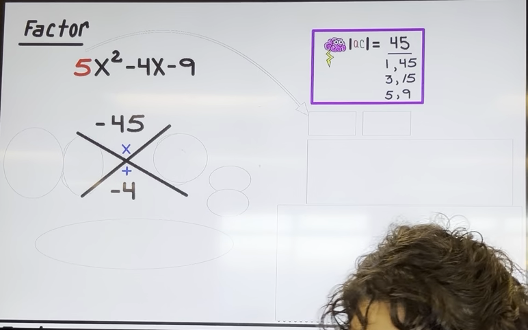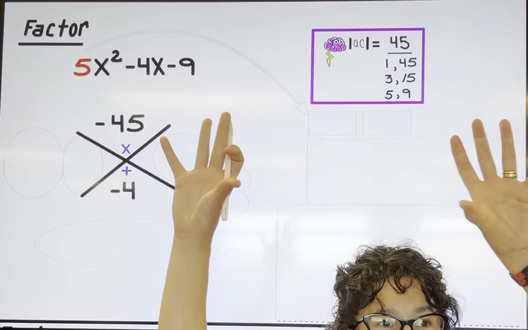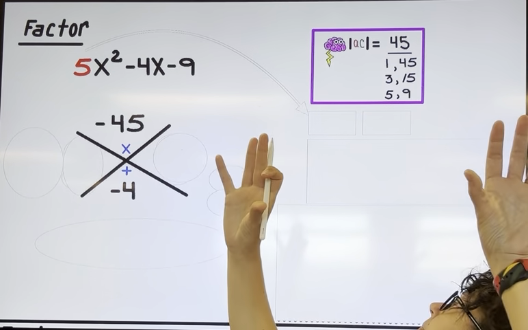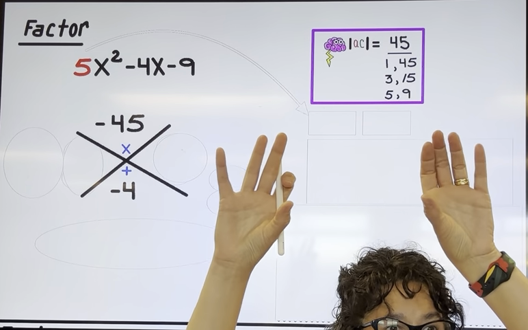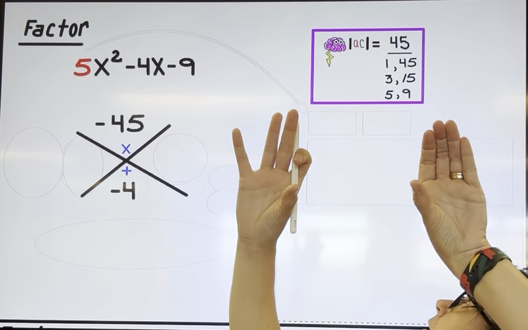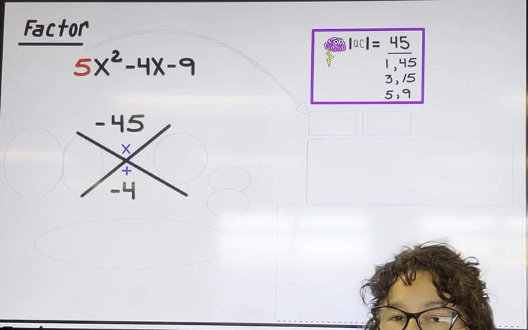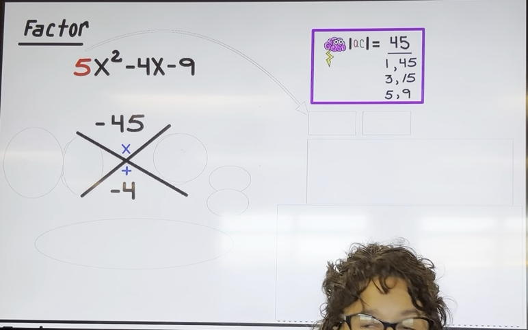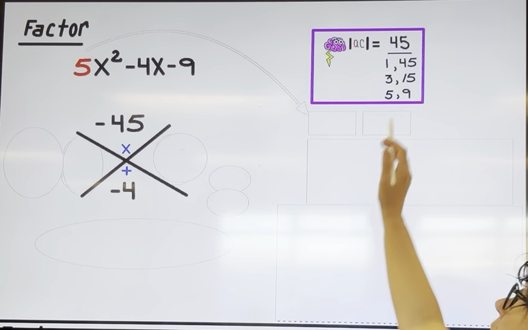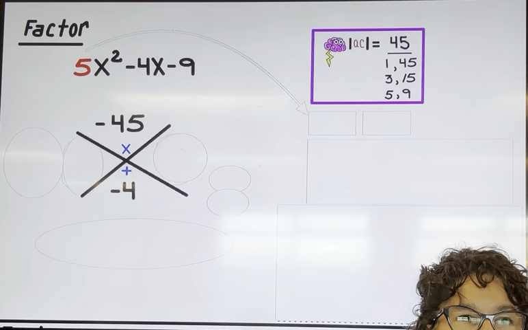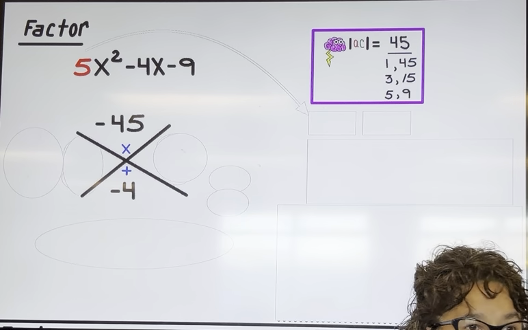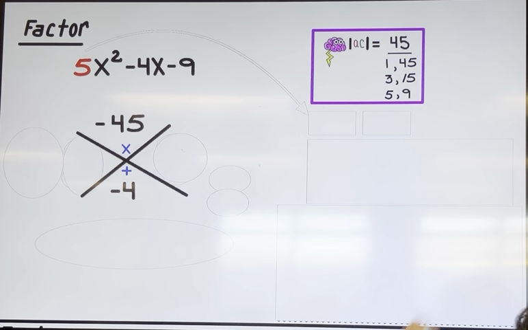We've almost met in the middle. 1 and 45 are really far apart. Moving in a little bit, 3 and 15 a little closer. 5 and 9 a little closer. Now the numbers between 5 and 9, 6, 7, 8, those still need to be checked. So 45 divided by 6, by 7, and by 8 are all decimals, so those don't fit in. So I know I have them all.